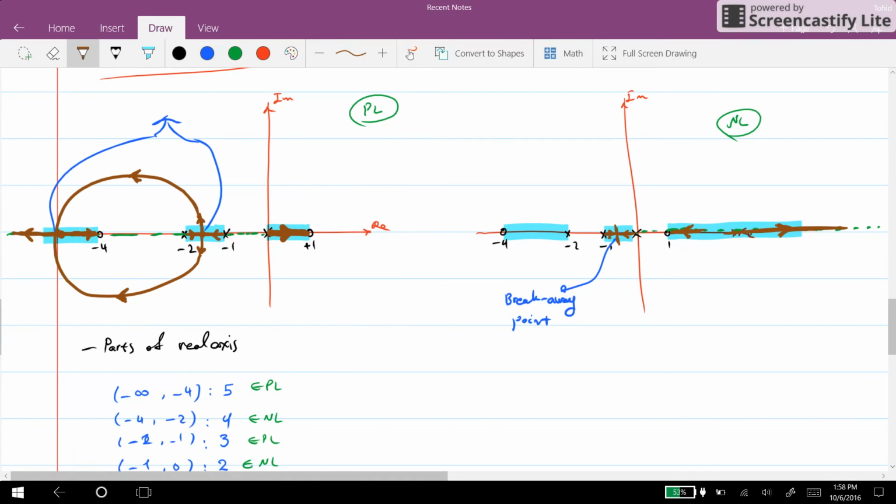Then looking at the other segment here, we see that the segment between minus 4 and minus 2 belongs to the root locus. We will have a branch originating from minus 2, and it will arrive at the 0 at minus 4. So this means that we need to have branches departing from a breakaway point, and they will arrive at the real axis on the right-hand side at some point. So here we will have a break-in point.